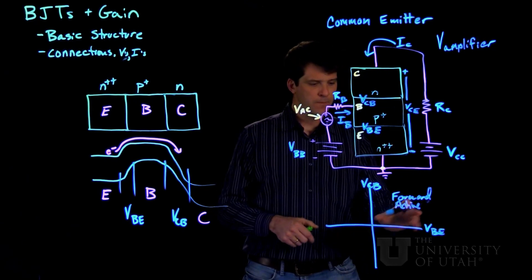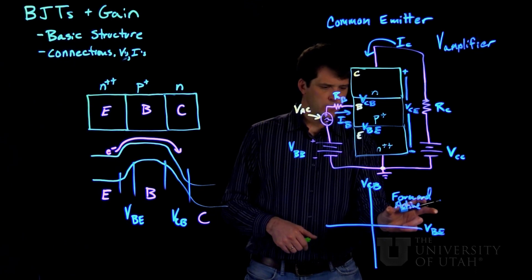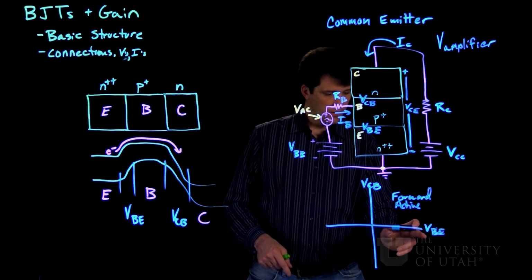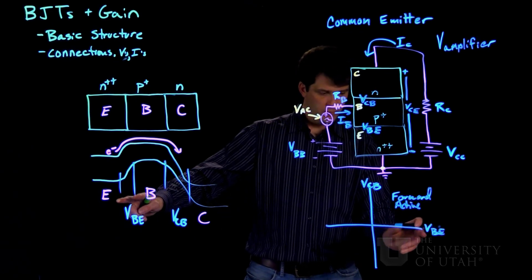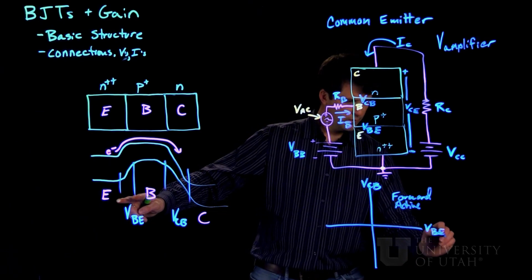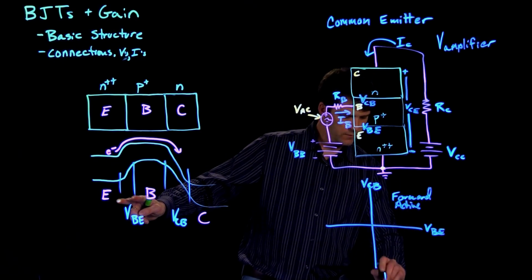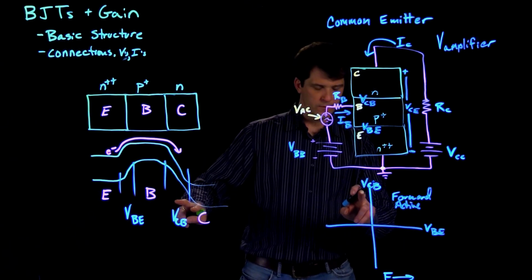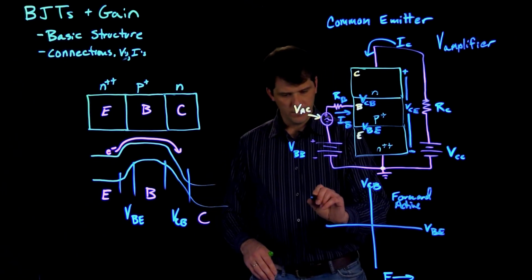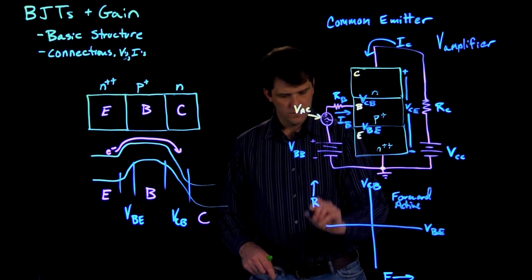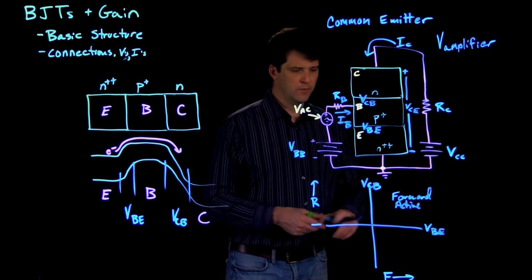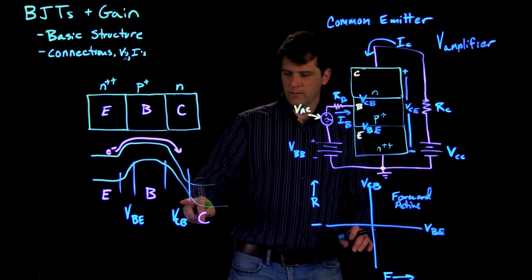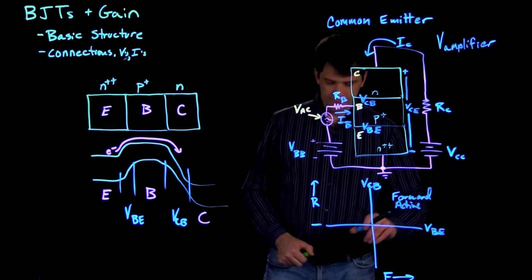So the forward active mode is the most important one, and it's when the base emitter junction is in forward bias. So this is forward here, and then the base collector voltage is in reverse bias. So we've defined our voltage signs so that forward active ends up in the first quadrant here. Note that that means that the base collector junction here is actually reverse biased.